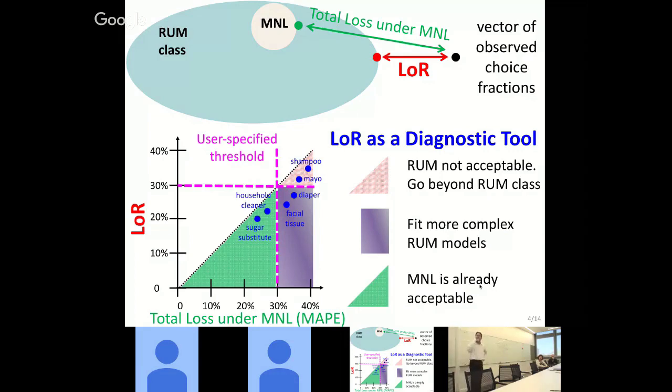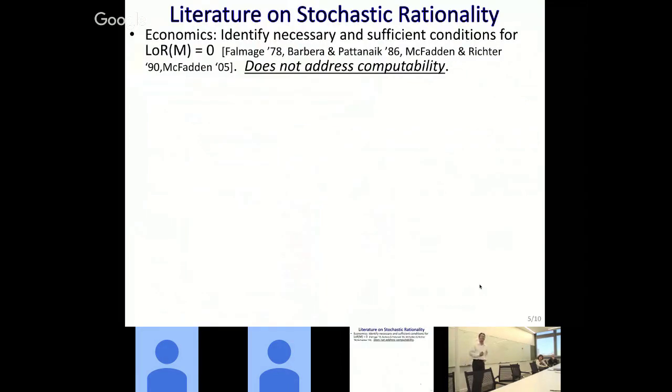Okay, so let me also talk about literature on stochastic rationality. There's really a lot of literature in economics and computer science that has studied these issues of stochastic rationality. In economics, researchers have developed really beautiful characterizations: necessary and sufficient conditions for when the data set can be completely explained by a RUM model. In other words, when the limit of rationality is exactly equal to 0.